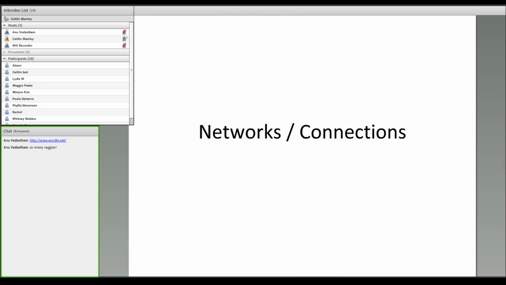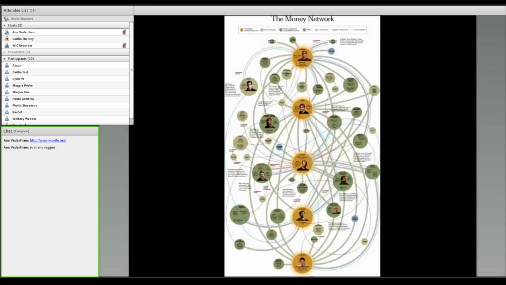That segues nicely into the idea of networks or connections. So not just how things are grouped together, but how does one thing move into another. So this is called the Money Network. It shows social web startups, so things like LinkedIn and Twitter, Facebook, the founders of those companies, and then other big corporations, and then how the money kind of travels in between these corporations and startups. So it's really interesting and complex. This is from the New York Times, and if you're interested in that, I recommend taking some time to look at it because it's pretty interesting.